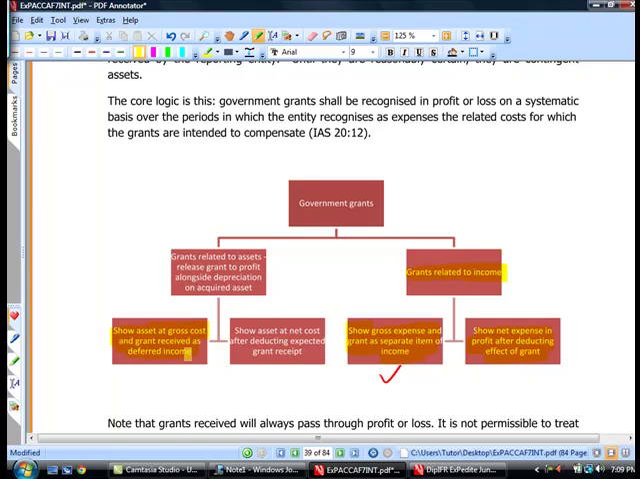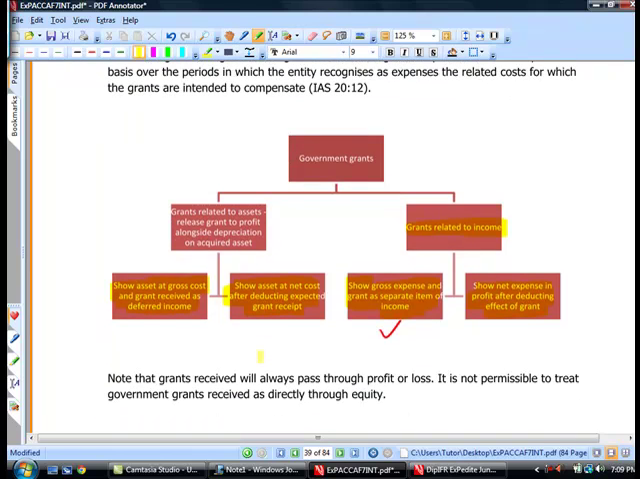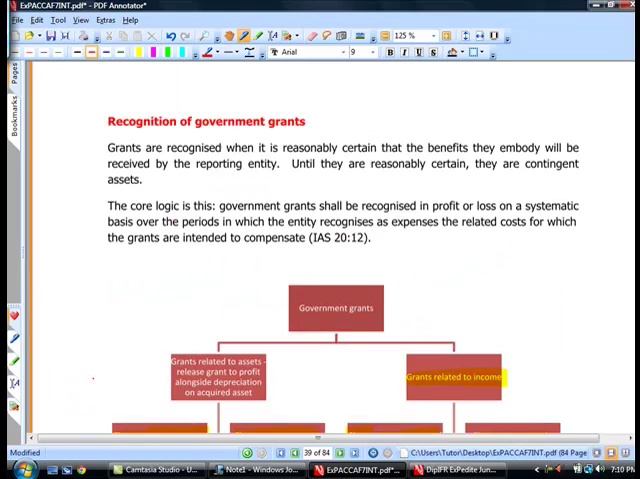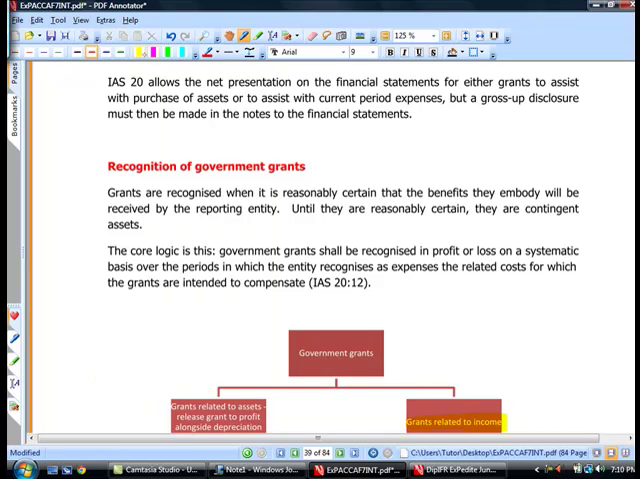Or I can show the asset net, meaning net of the grant which I'm receiving. Grants will always pass through P&L sooner or later. If it relates to income, it will be sooner. If it relates to an asset, it will be charged to P&L over the depreciation period. The grants will be recognized if you are reasonably certain that you will be obtaining the grant from the government, okay?